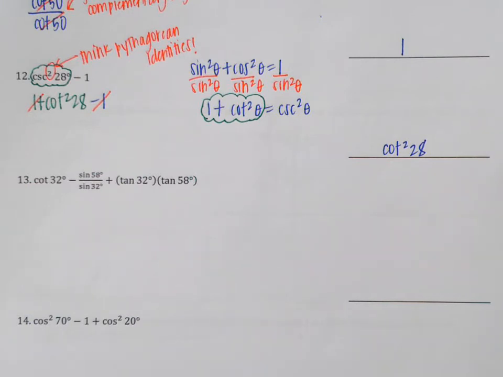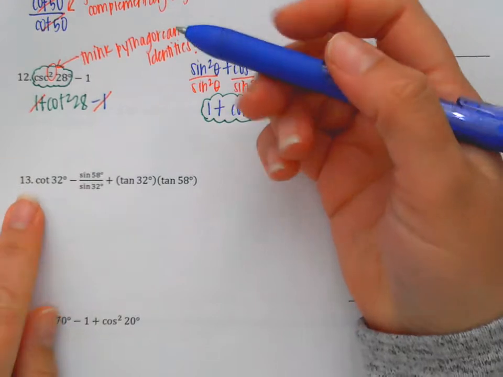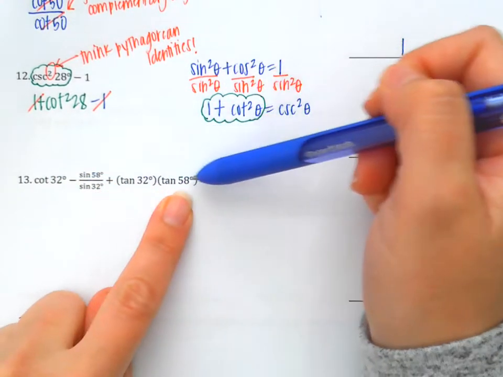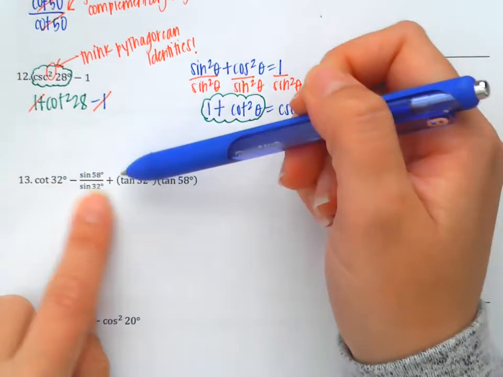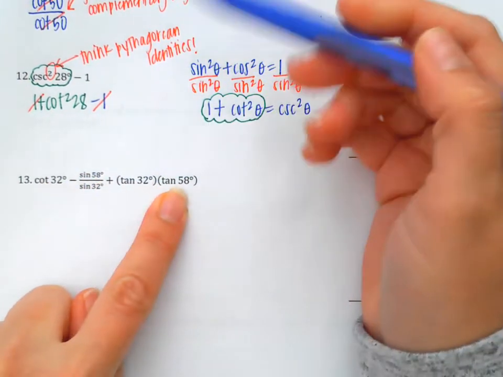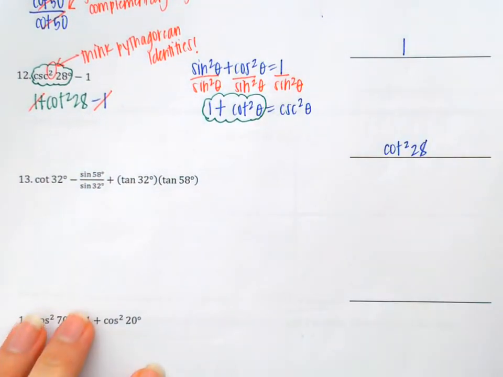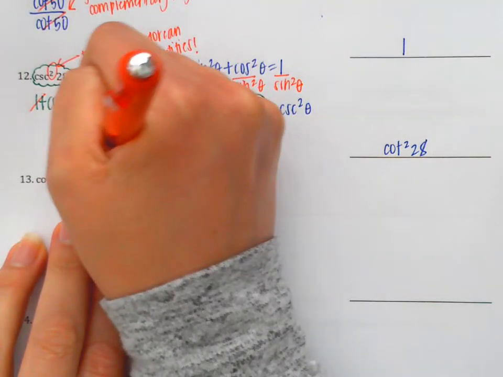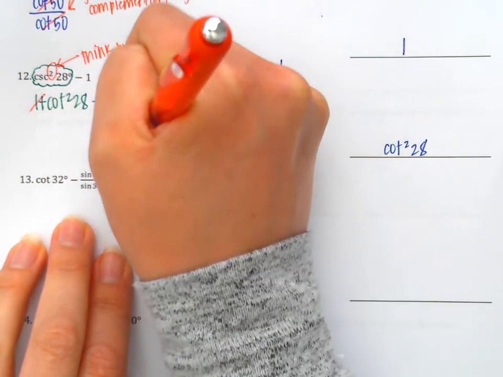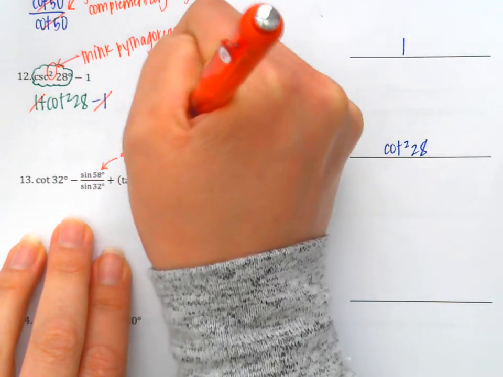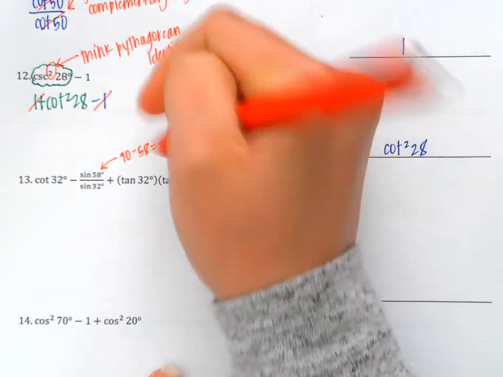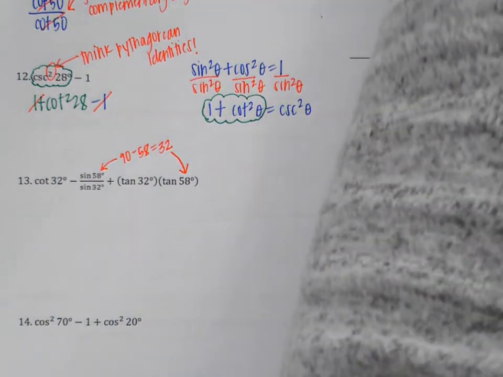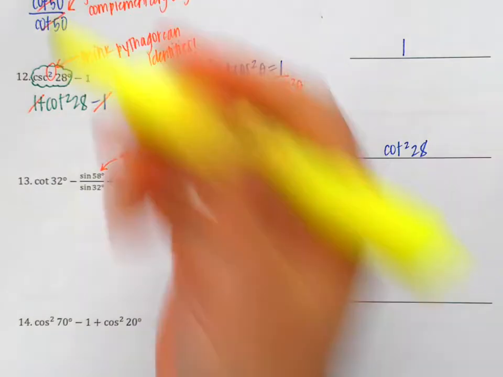So come by there. Okay, so 13, we first want to make sure all of these need to be the same angle measure. So I have 3 of the 32, so I'm just going to change the 2 of the 58. So we know, okay, is 90 minus 58, does that get me 32? And it does. So for both of these, we can change both of those first. That's going to be my first thing I want to deal with.